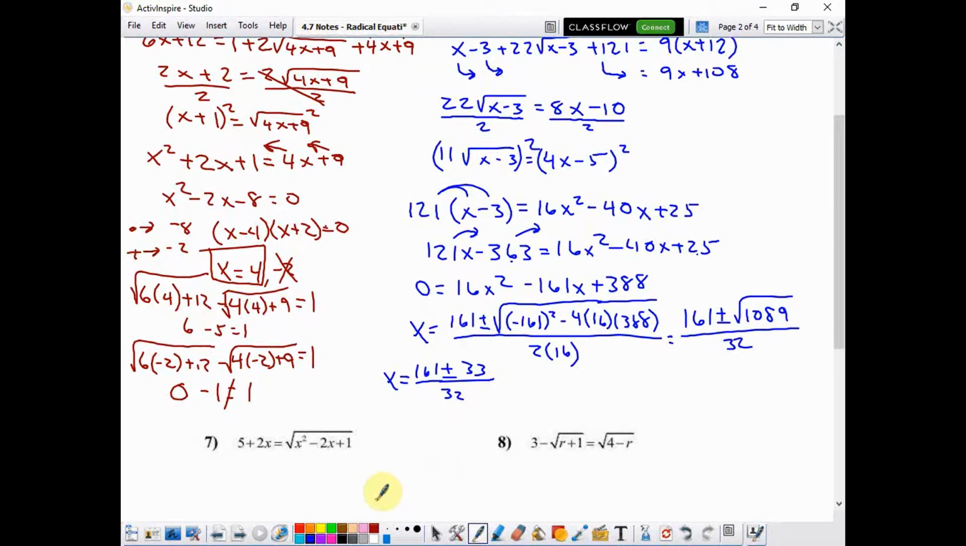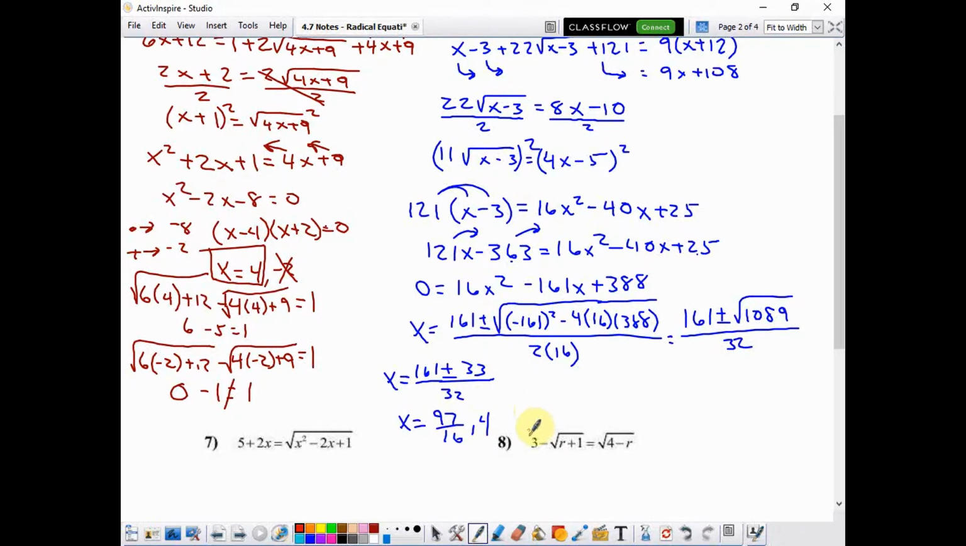If I just type that in my calculator and ask for it as a fraction, I'm going to get x equals 97/16. And if I do 161 minus 33 divided by 32, I'm going to get 4. So those are the two solutions that I need to check.